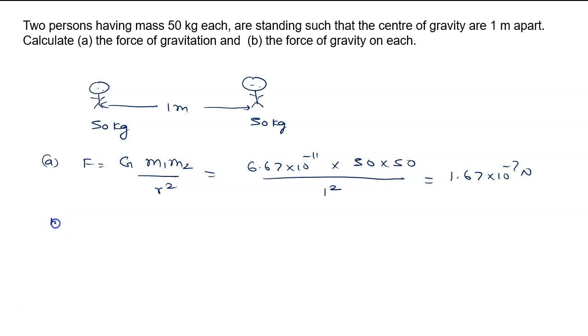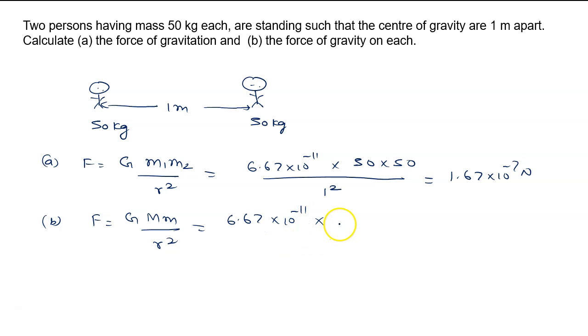Now come to the B part. We have to calculate the force of gravity on each. Force of gravity is always calculated with respect to earth because they are standing on the earth. So again we apply the same formula F equal to G m1 m2, where we can say mass of the earth is capital M and mass of any object, or you can say any person, is small m, upon r square. So G is again 6.67 into 10 raised to power minus 11.